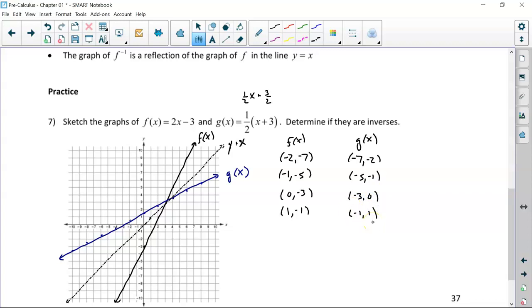You see how we're just switching those inputs and outputs? They're inverses of each other. The input and the output are flipped. The input becomes the output becomes the input. Let's do a couple more on the next page.